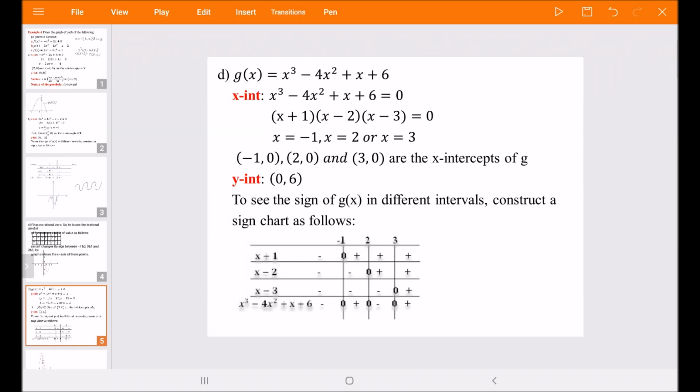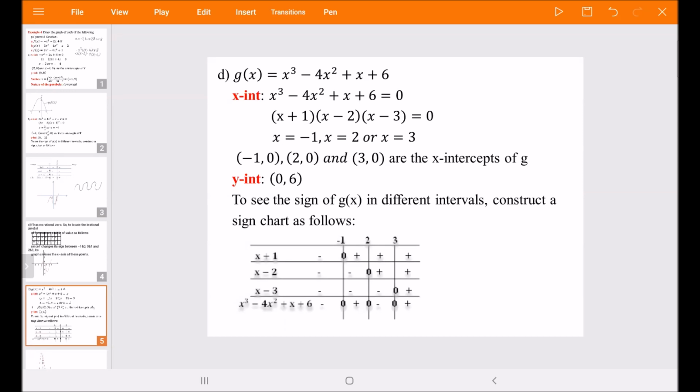The second step is determining its y-intercept. The y-intercept of a polynomial is always obtained by making the first component 0 and taking its constant term. The constant term of this is 6. So the point 0, 6 is where the graph of this polynomial crosses the vertical axis, or the y-axis.